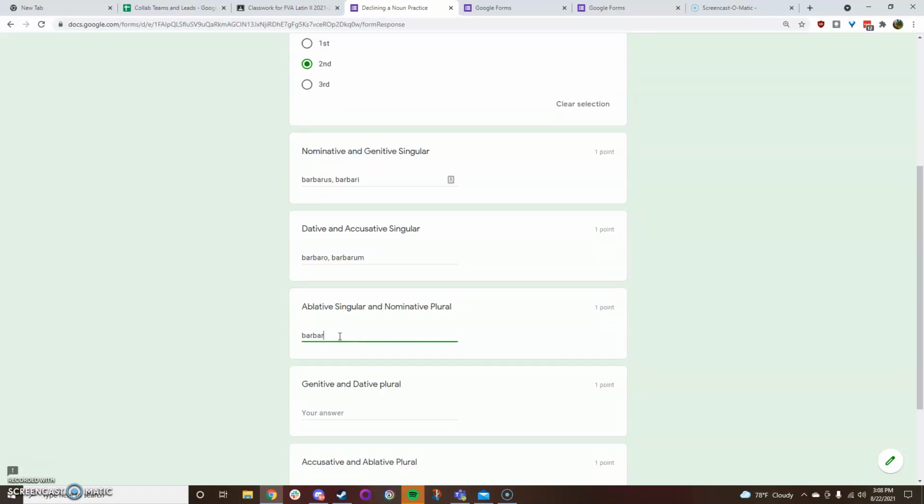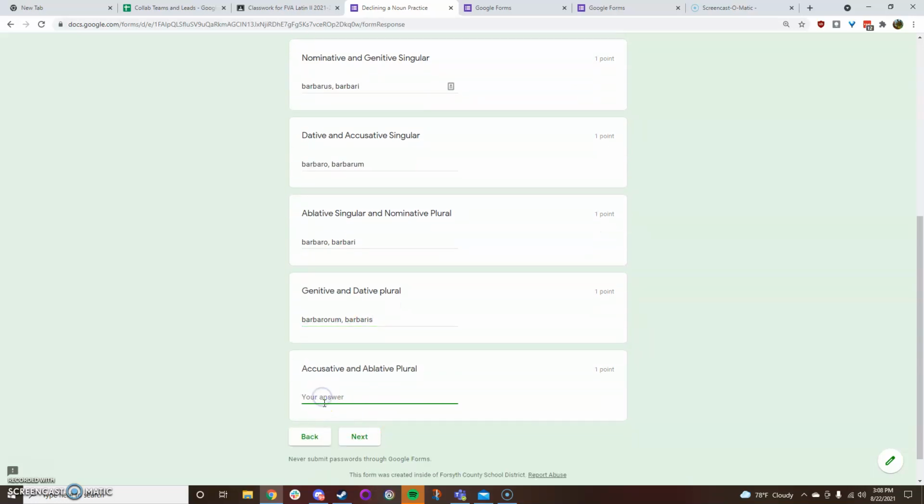Ablative singular is o, nominative plural is i, genitive plural is barbarorum, which is fun to say. Barbaris is dative plural, to the barbarians. Accusative, barbaros, and the ablative plural, barbaris.